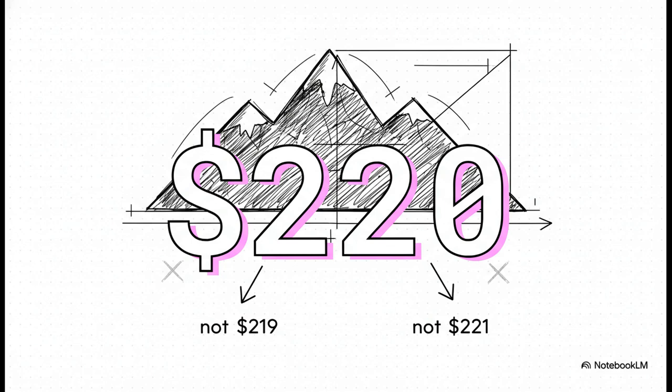The profit can't be $221. It's impossible. And for a manager, that number is gold. It's a benchmark. If your factory is making less than that, you know there's a problem somewhere. You know there's room for improvement.